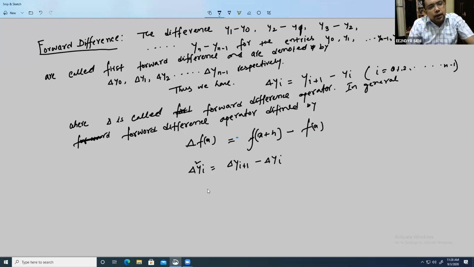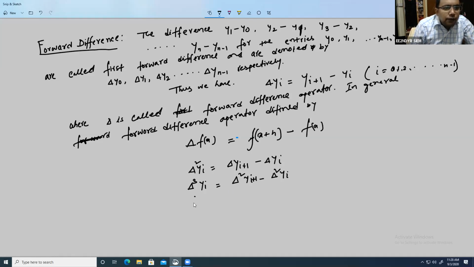Similarly, you can write del cube. So what will be your del cube? Look at this, del cube yi is equal to del square y of i plus 1 minus del square yi. Look at the symmetry here.